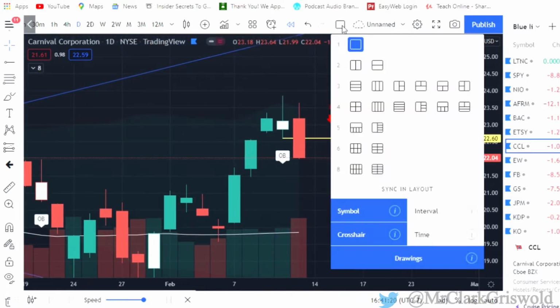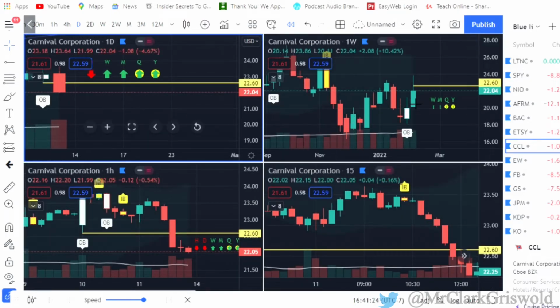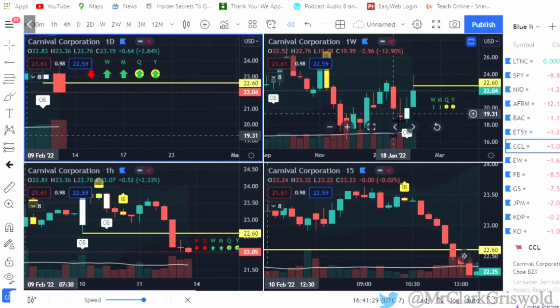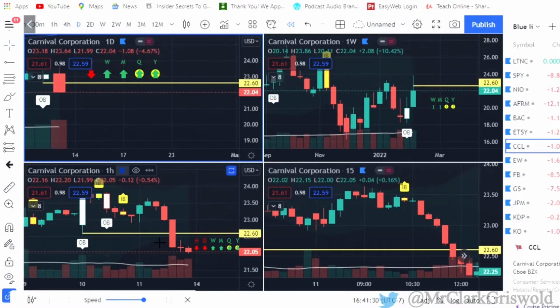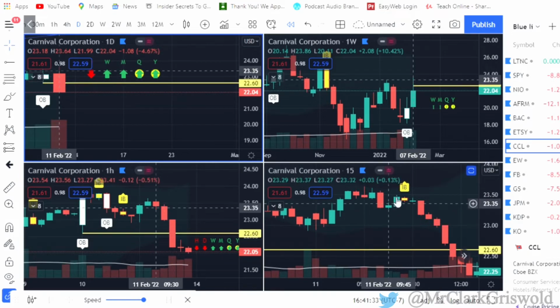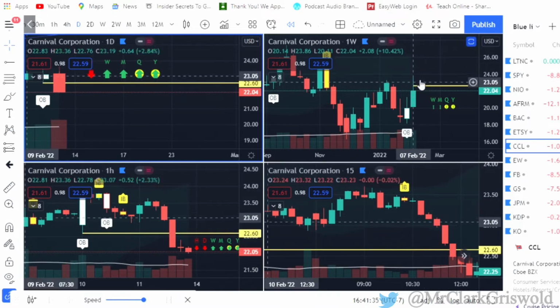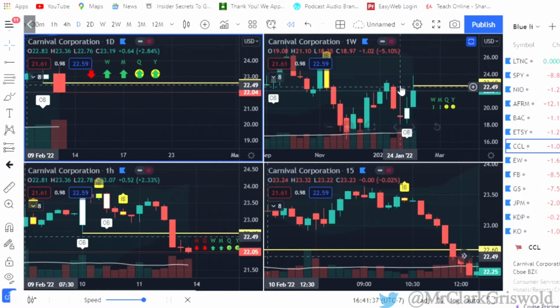So I'm going to go on this chart, and this has multiple time frames. What I've done here is I've got a weekly chart on Carnival, a daily, an hourly, and a 15-minute. And as you see, I can move this mouse around on the top right, and it also moves around on the other three time frames: the daily on the left, the weekly, the hourly on the lower left, and the 15-minute below.